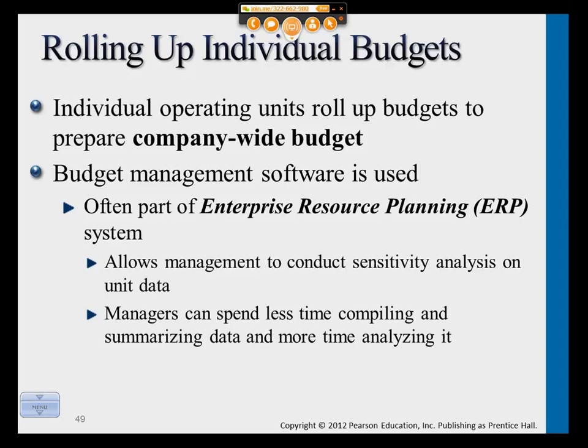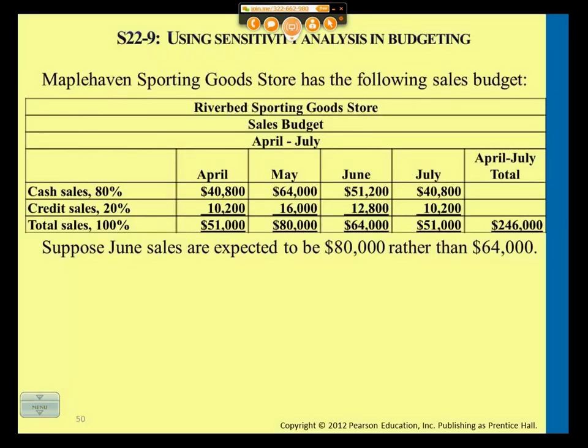There's a number of budget management software packages that can be used. ERP is the most widespread. ERP is enterprise resource planning, a big system that helps gather all the information throughout the company. It allows management to conduct sensitivity analysis on unit data, and it helps managers spend much less time compiling and summarizing. So your ERP is like a master system that pulls all the data together.